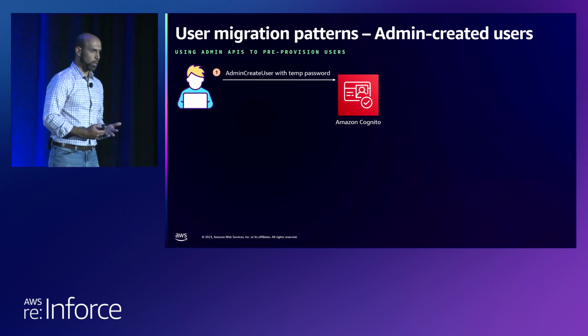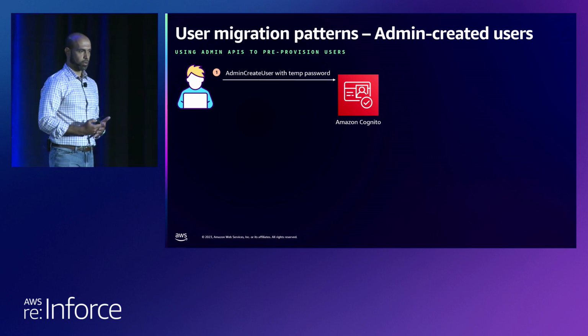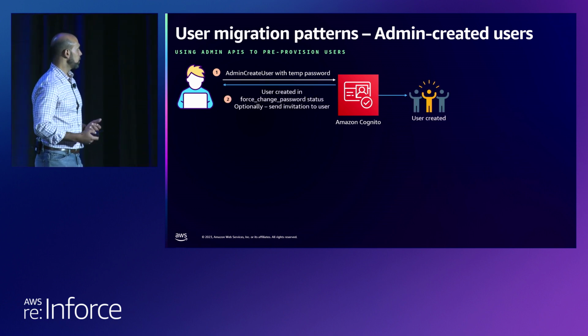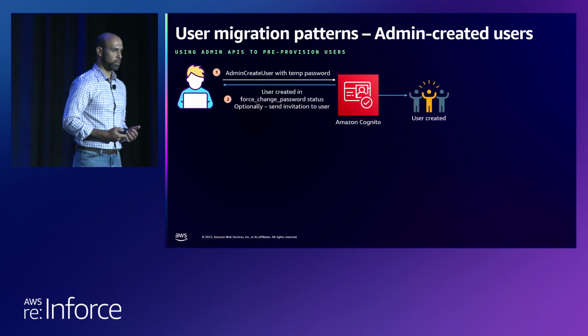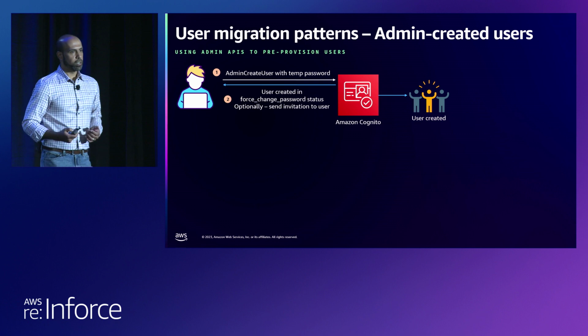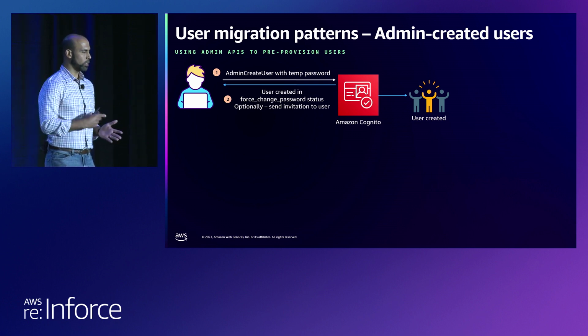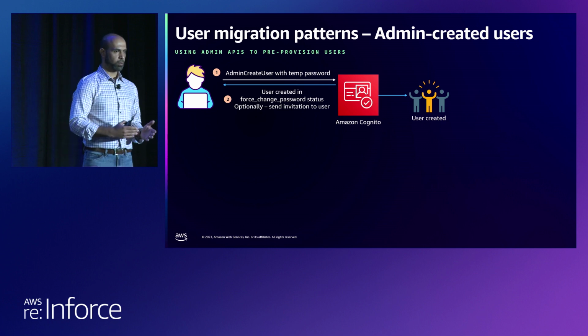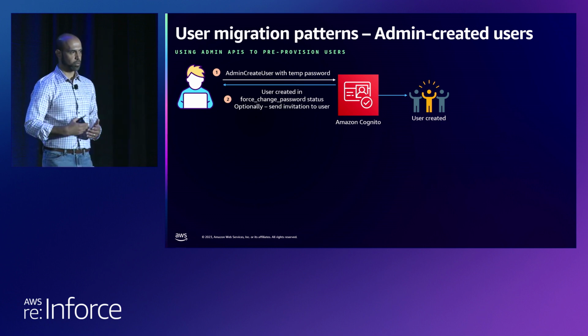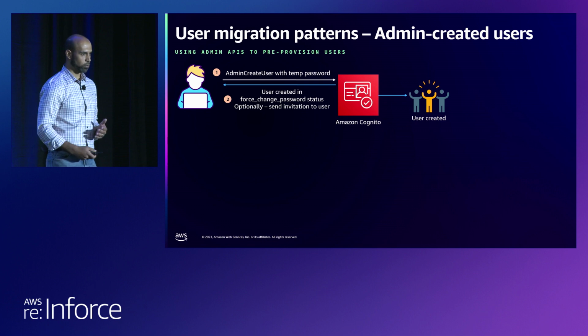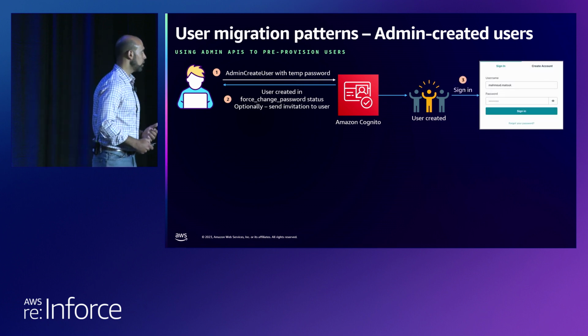Again, you can do this from the APIs, from a script, from the admin console. User is created in a forced change password status. And optionally, you can also send an invitation email to the user. So you can direct Cognito to send an invitation email with a temporary password. The user receives the email, gets the temporary password, signs in with this, and should be able to change this password to a permanent one.